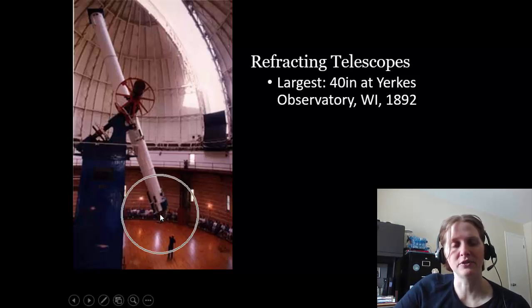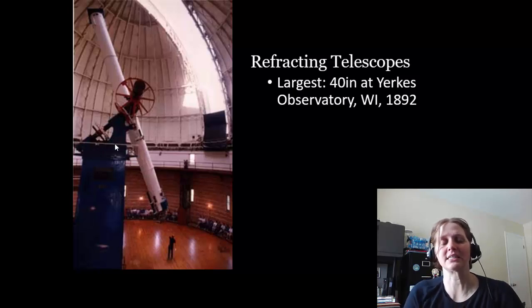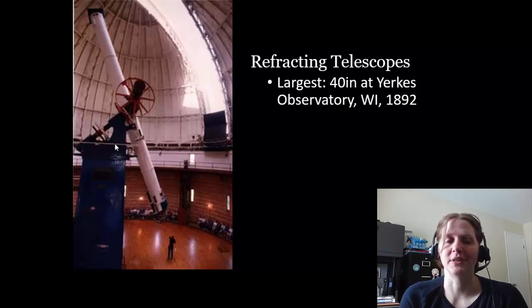The little eyepiece that controls magnification would be back here. The large, heavy glass lens is up here. And all the rest of this tube is to support those lenses. And then you have all of this steel here to support the tube and the lenses. It's really heavy. I think it weighs 6 tons. That's a lot of metal just to hold up 2 pieces of glass.